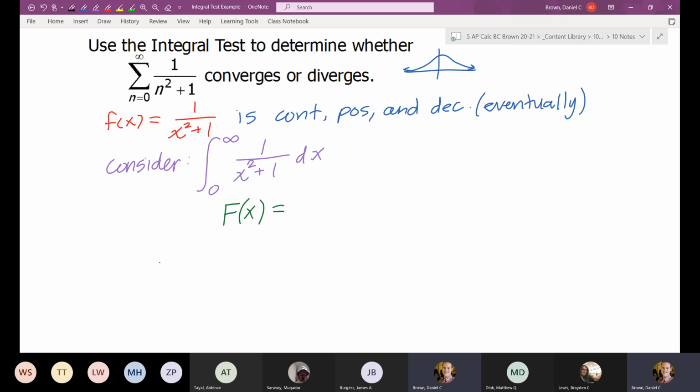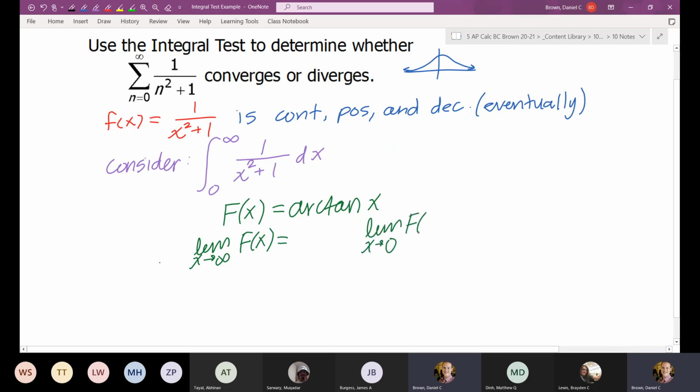Arctangent. So not natural log, because the difference in the degrees is more than 1. But it is the arctangent of x. And then we're going to plug in the top number minus plugging in the bottom number, but we're going to infinity. So we're going to look at it as what's the limit as x goes to infinity of that antiderivative, and then what's the limit as x goes to 0 of that antiderivative.